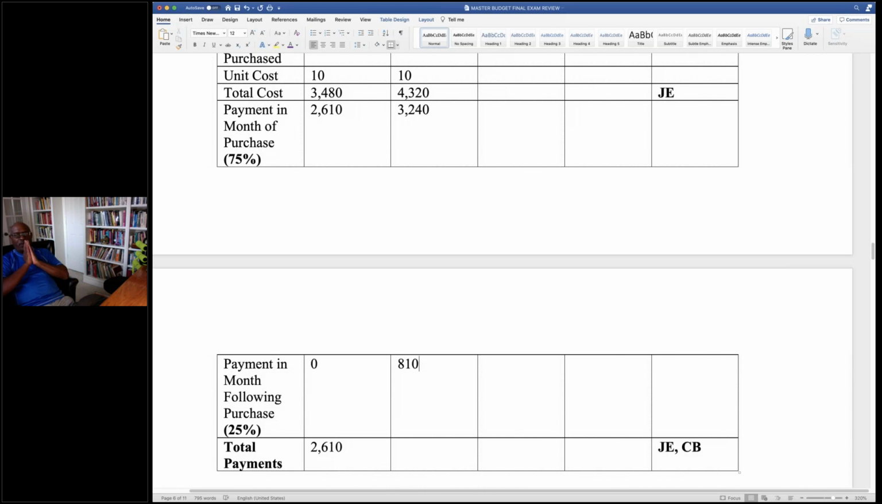I get 810. I did 25% of, yeah, that's wrong. Don't worry about it. I think that's wrong though. I did 25% of 3,000, no. Yeah, 3,240. And I think I was supposed to do it from the total cost. No? You supposed to do it from total cost? That's correct.